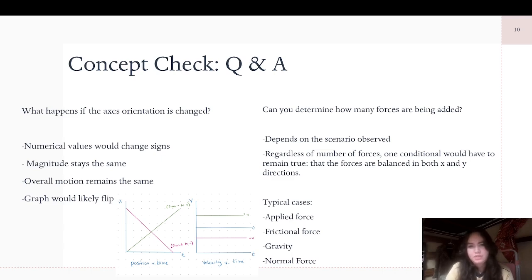Whether or not you can determine the forces being added depends on the scenario observed. Regardless of the forces, one condition would have to remain true: that the forces are balanced in both the x and y directions when you're considering the computational model. For a typical case, you'll see applied force, frictional force, gravity, and normal force, with the y-axis being balanced, and then on the x-axis, the applied force is equal to the frictional force. The only problem with that is that we don't typically consider air resistance or other forms of resistance.